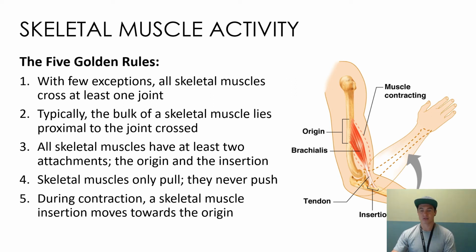Number 4 is skeletal muscles only ever pull, so they only ever contract and pull a joint. They never push away, which means muscles work in partnership. You have a contracting muscle, and you'll also have a lengthening muscle somewhere else.